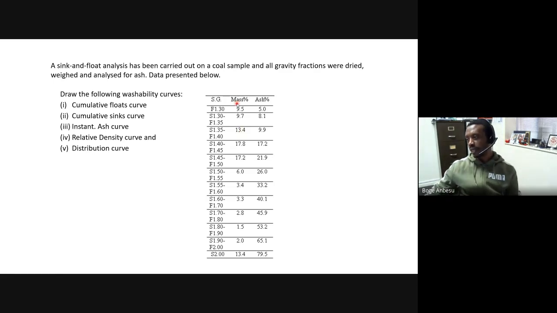You can then take whatever material floated here and do quantification of ash. In this case, for this range, the quantity of ash is 5%. And at 1.35, you collected this material and you quantified the ash to be 8.1, and so on. So all this shows the amount of ash in each of those fractions of floats that you collected for each of these specific gravities of the media.